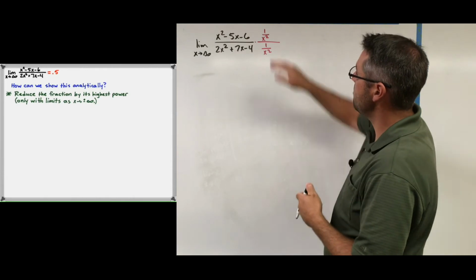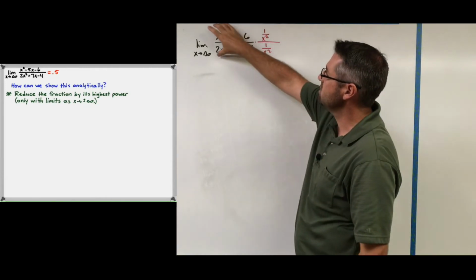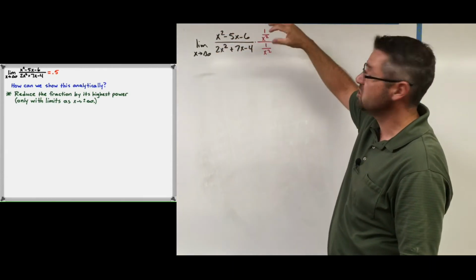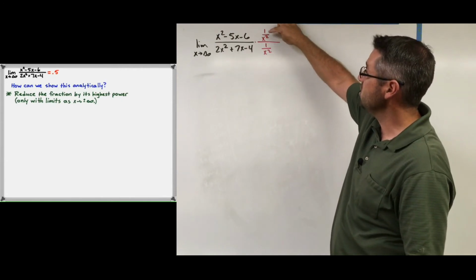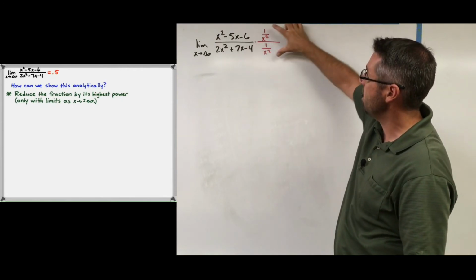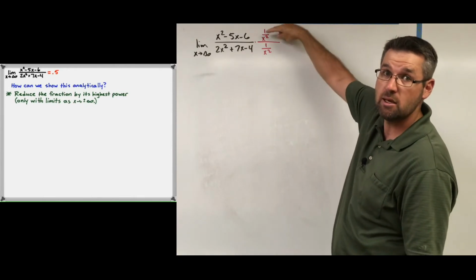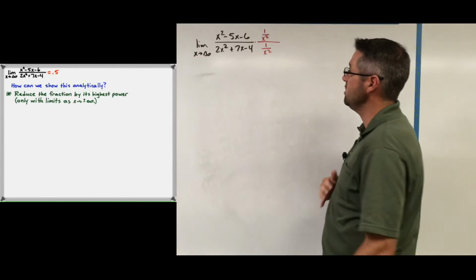And why do I have to do it to the top and bottom? Well, because I don't want to change the meaning of this per se. I just want to change the way it looks. And so I'm changing the way it looks because all I'm really doing is multiplying by 1, right? This is 1. So I'm just changing the way it looks, not changing its values.